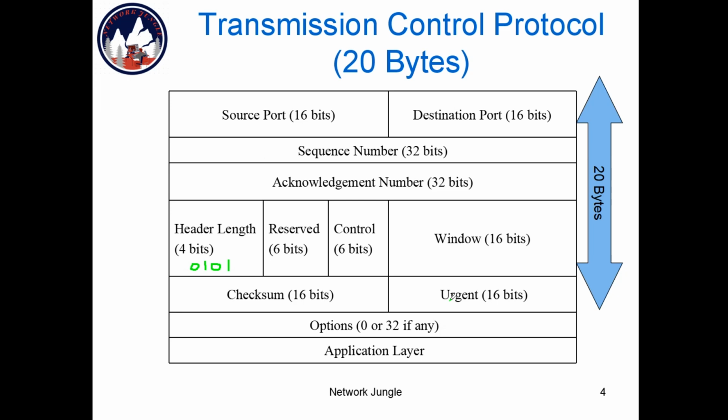Next is the checksum. It is 16 bits. It is mainly used for error checking of the segment header and data. The last portion is the urgent pointer. It is 16 bits. It is used to indicate if the contained data is urgent or prioritized. Here is the explanation for the TCP protocol. Let's take the example of Wireshark.